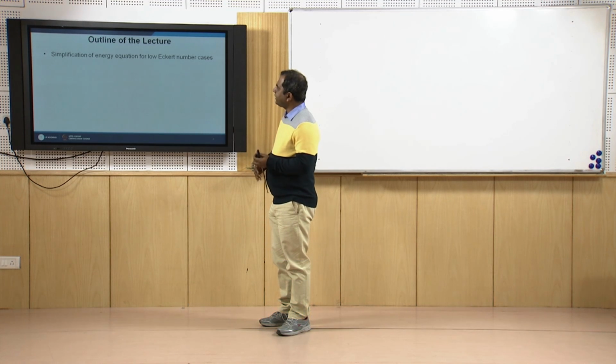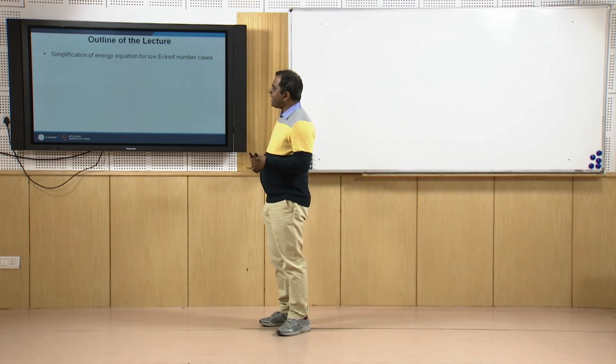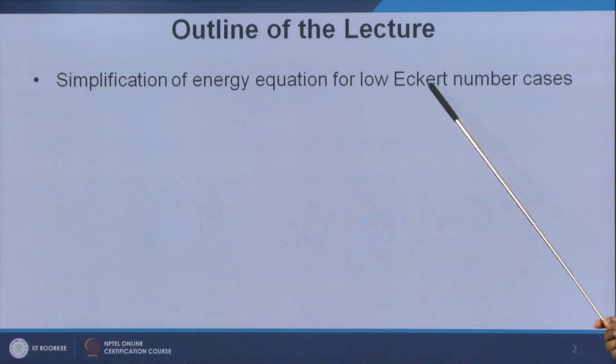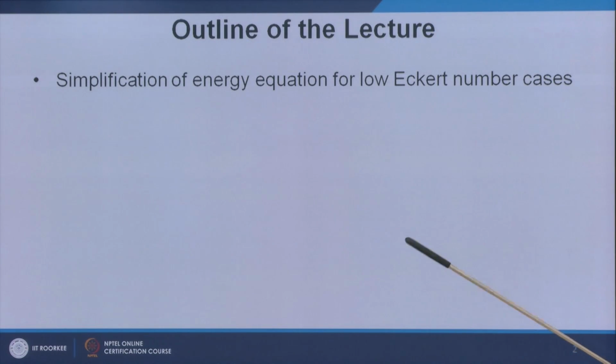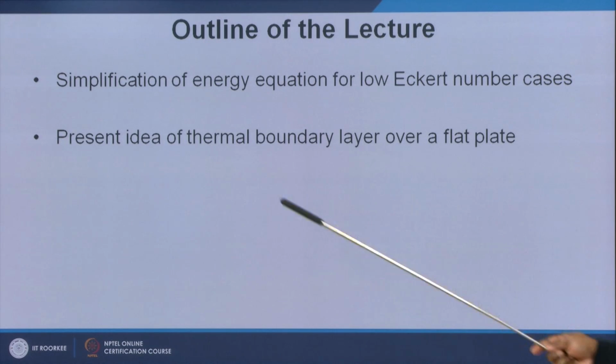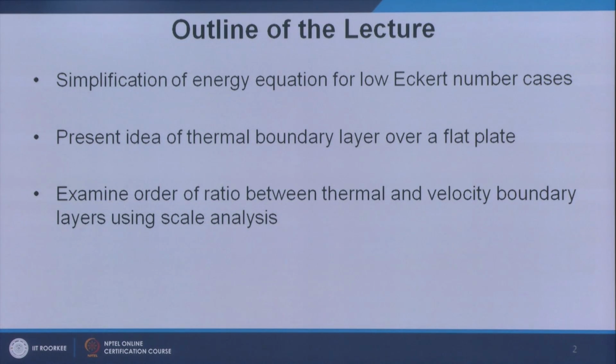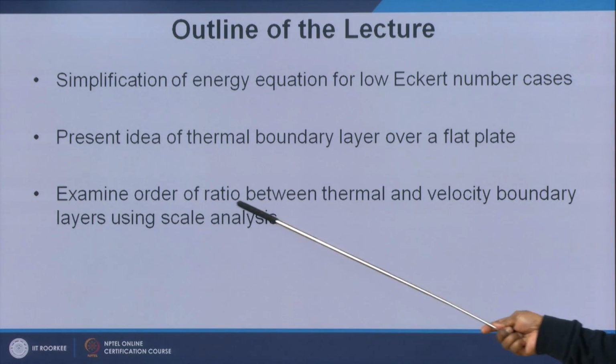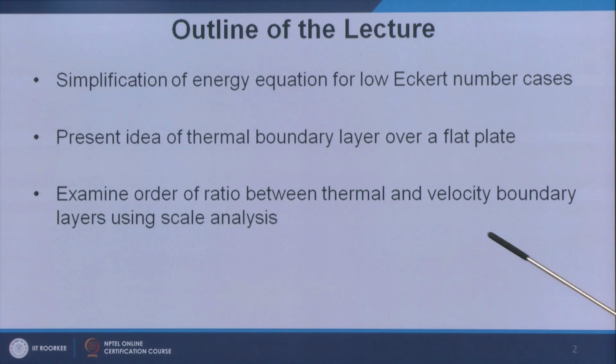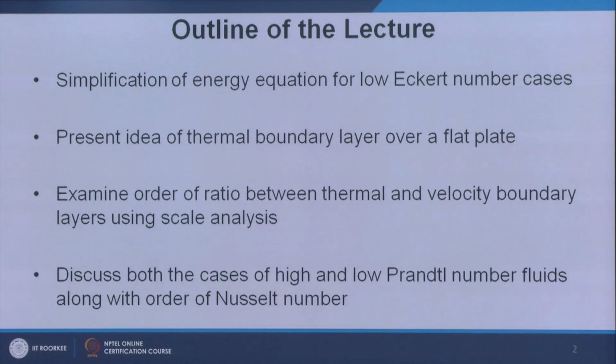First, we will be starting from the energy equation and simplifying it for low Eckert number cases. Next, we will be presenting the idea of the thermal boundary layer over a flat plate. Then we will be examining the order of the ratio between the thermal and velocity boundary layers using scale analysis, and at the end we will be discussing the case of high and low Prandtl number fluids along with the Nusselt number correlations.